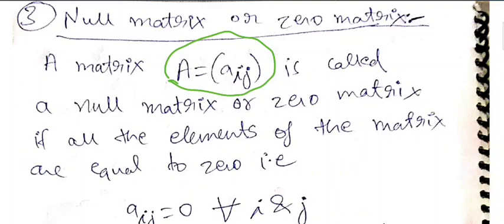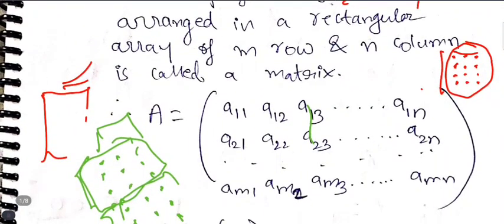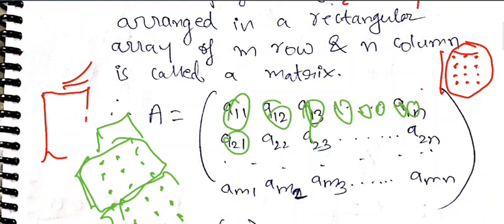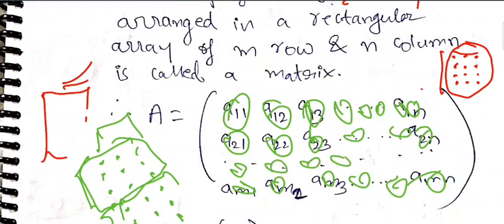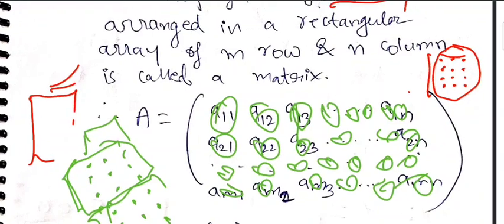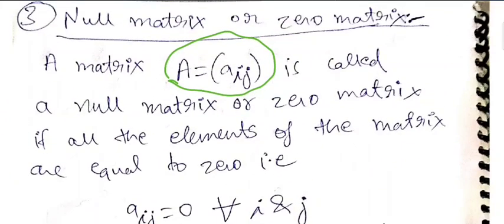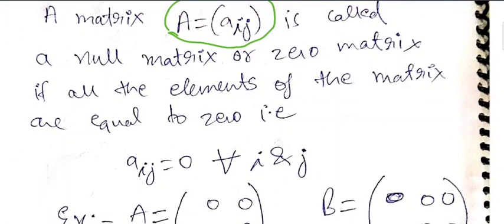Like the one I showed in the previous slide, all these elements, this also 0, this also 0, all the M N elements are 0, and all these intermediate elements are also 0. So everything is 0 only, no other element except 0 is there. So a matrix A equal to Aij is called a null matrix or zero matrix if all the elements of the matrix are equal to 0, that is Aij equal to 0. And what does this symbol mean?